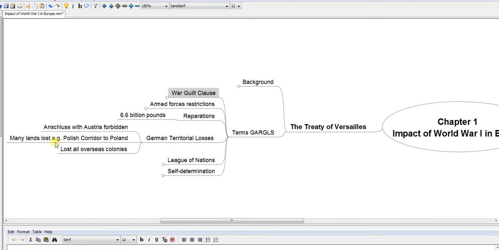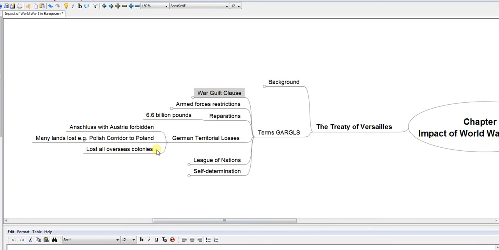Basically, places like the Polish corridor were given over to Poland. The Saar was also put under the control of the League of Nations. The Saar area was coal rich, so a lot of resources, but when it was given over to the League of Nations, the Germans lost a source of income, which made it even more difficult to pay the reparations.